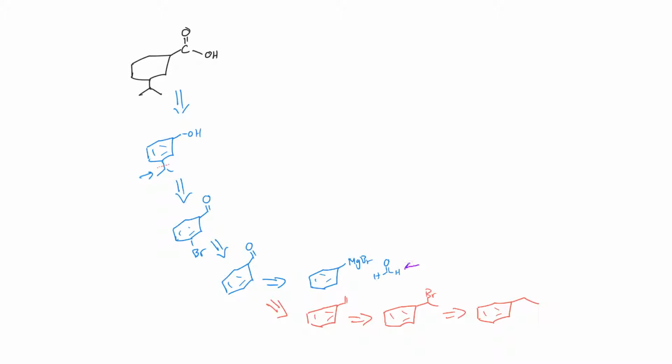I can make formaldehyde from the Swern oxidation of methanol. I can make phenyl Grignard from, let's see, Br2, FeBr3, and the second step would be magnesium. I can mix both of these together and I can make this compound.